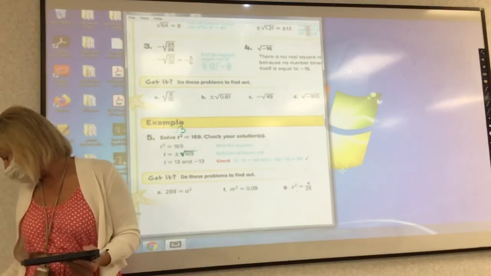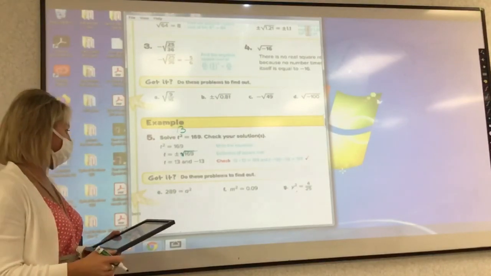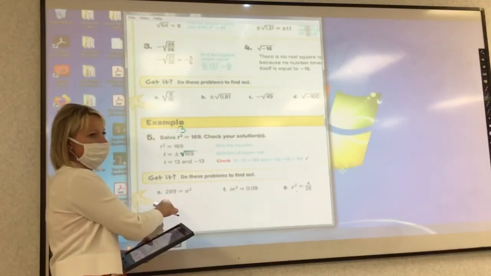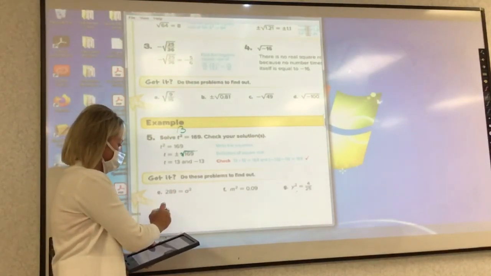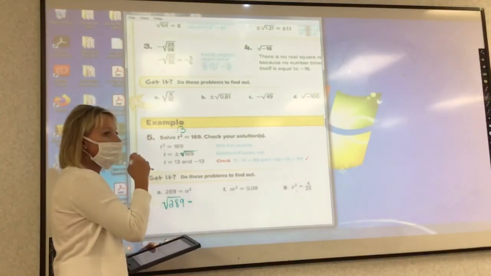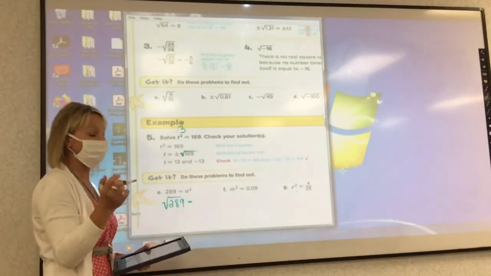So looking at the got it problems, 289 equals a squared. So this is saying what squared gives me 289. So you're also saying the square root, I want you to write this down, of 289 is, I would look at my notes, 17.